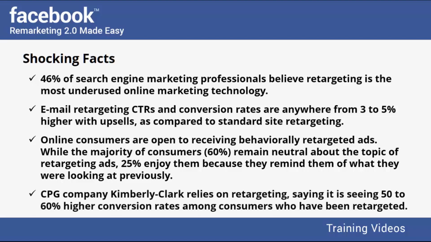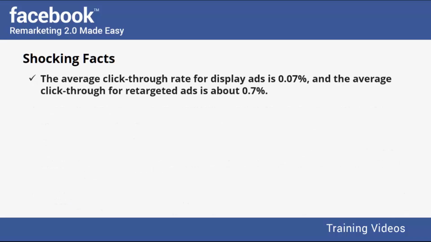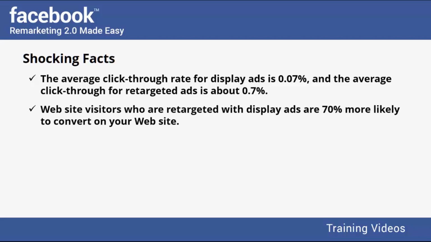CPG company Kimberly-Clark relies on retargeting, saying it is seeing 50 to 60% higher conversion rates among consumers who have been retargeted. The average click-through rate for display ads is 0.07%. And the average click-through for retargeted ads is about 0.7%. Website visitors who are retargeted with display ads are 70% more likely to convert on your website.